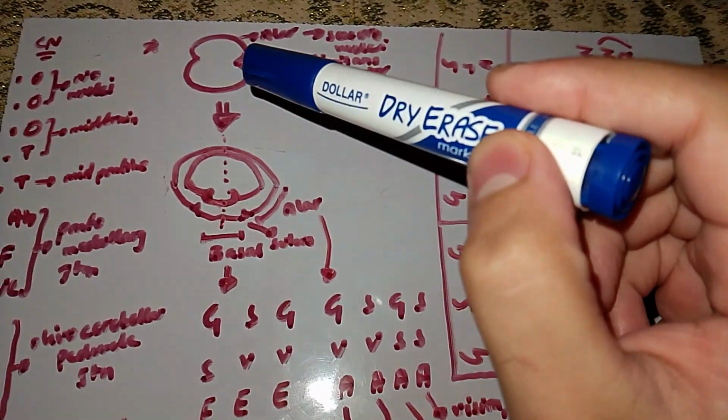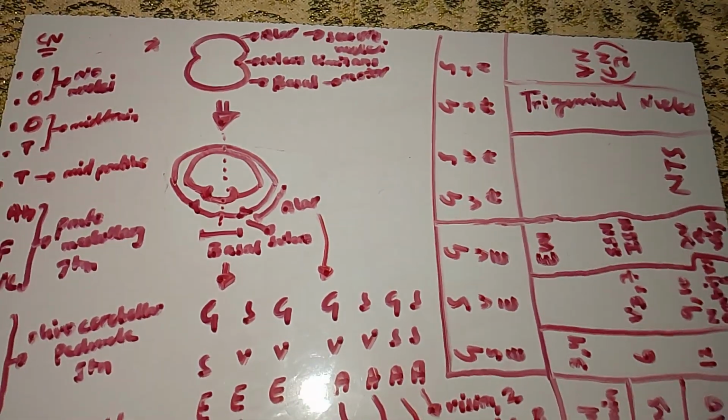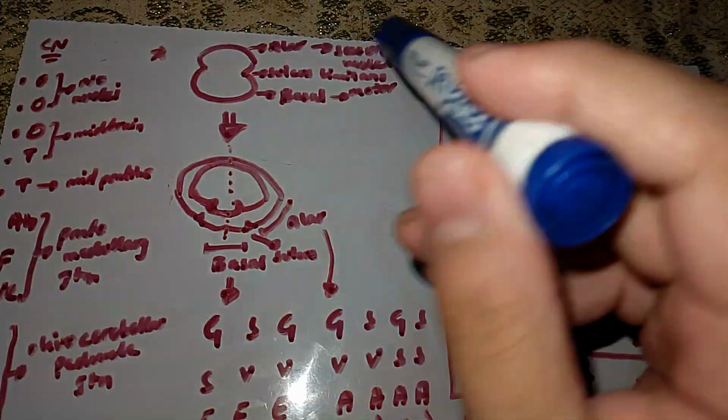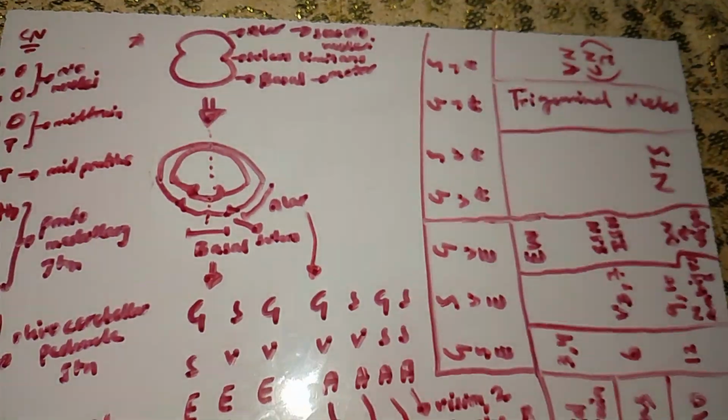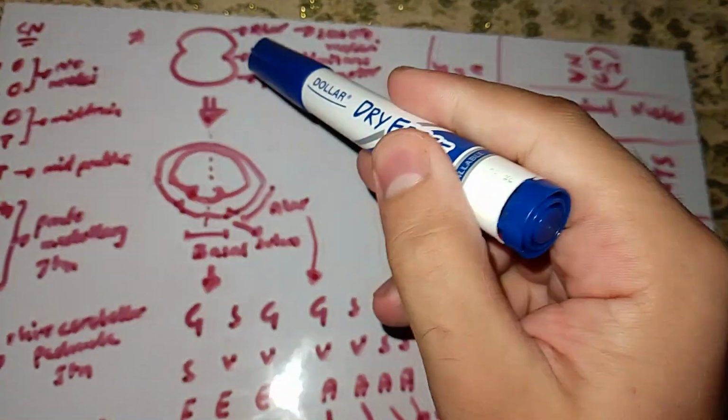Embryologically, we have the alar plate and the basal plate. Alar plate is posterior, basal plate is ventral. The alar plate is the one from which the sensory nuclei will arise, and the basal plate is the one from which the motor nuclei will arise, and between these two we have the sulcus limitans.